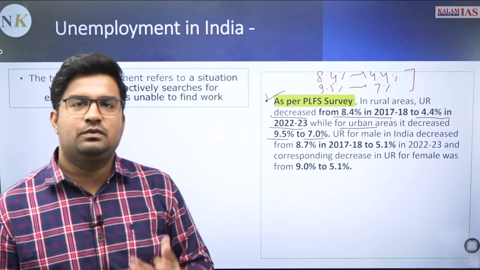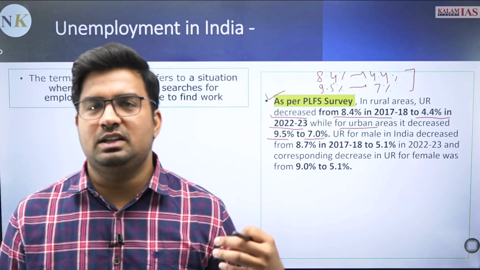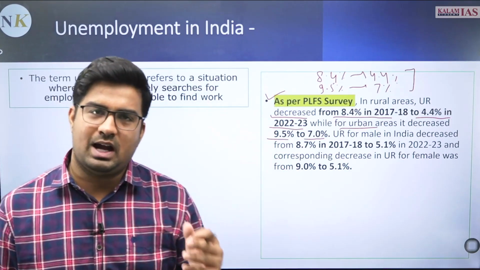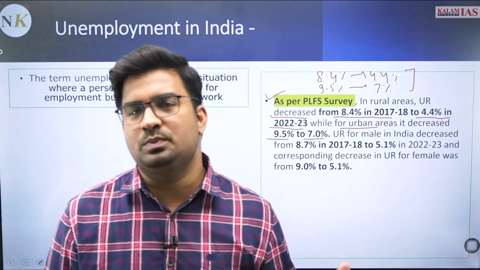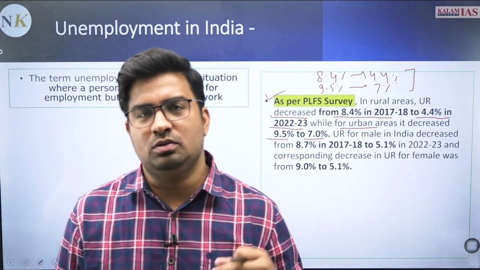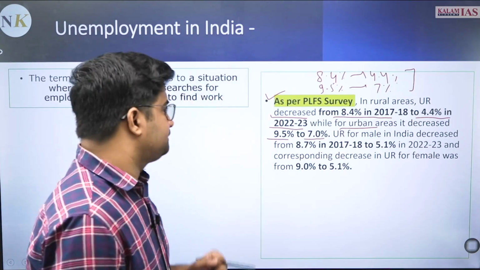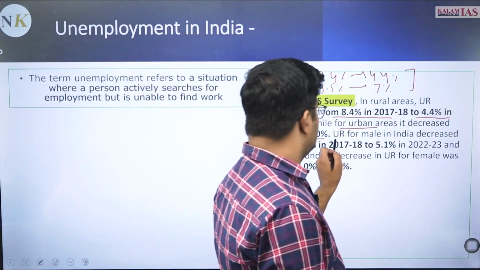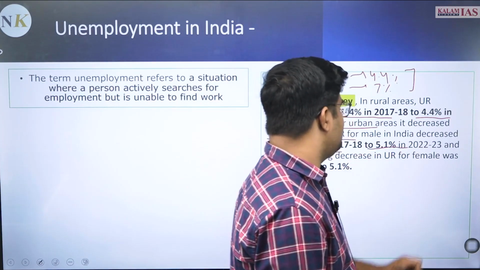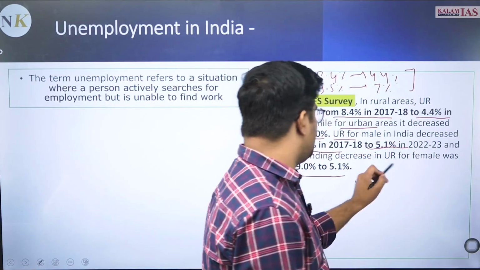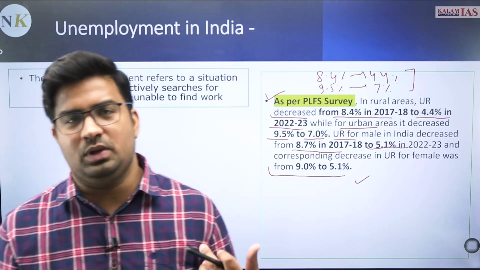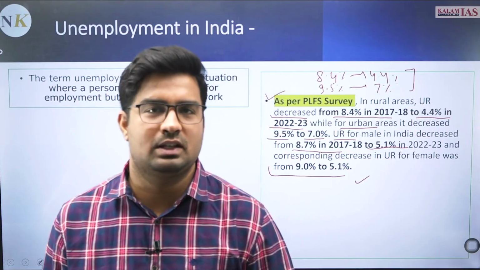Now our objective of this discussion will be to understand why the unemployment rate has come down. Is there any positive impact, or are there certain negative prevalent problems which are hindering the process of development and also reducing the unemployment rate? The unemployment rate for males has decreased from 8.7% to 5.1%, whereas for females it has decreased from 9% to 5.1%. These are certain data which have come in the findings of the NSO in the PLFS survey.